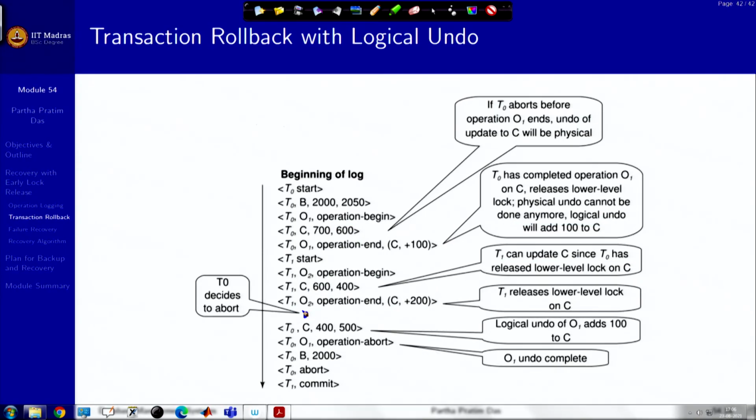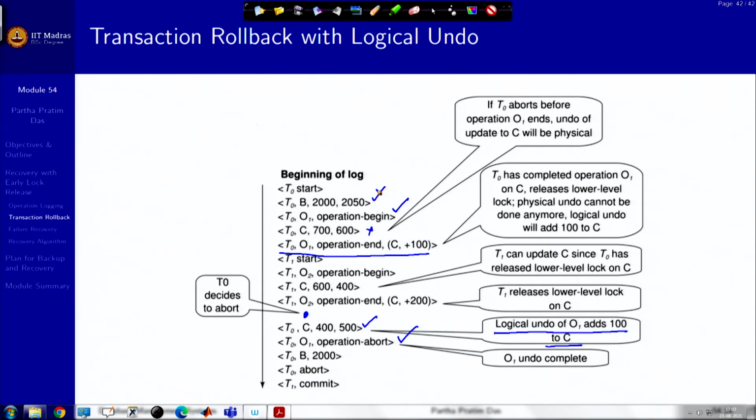At this point, both T0 is executing and T1 is executing. At this point, T0 decides to abort. If T0 decides to abort, you have to go backwards and find out when you get an operation end, which you will get here, right. So, you have to do a logical undo to add 100 to it. So, it becomes 500 and you output on your log a physical log record. You get to operation begin, skipping this, and you write operation abort.